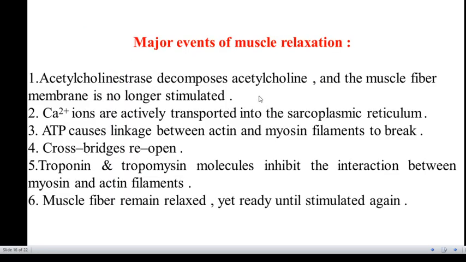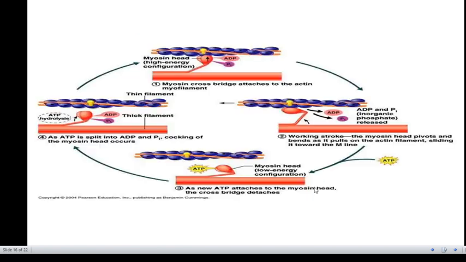Now the major events of muscle relaxation. Following contraction comes relaxation. Acetylcholinesterase decomposes acetylcholine, and the muscle fiber membrane is no longer stimulated. Calcium ions are actively transferred into the sarcoplasmic reticulum, and ATP causes linkage between the actin and myosin filaments to break, breaking the cross bridge. The troponin and tropomyosin molecules again inhibit the interaction between the myosin and actin filaments. The muscle fiber remains relaxed until stimulated again.